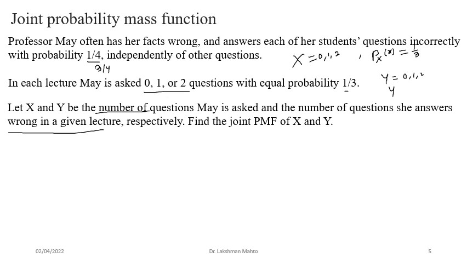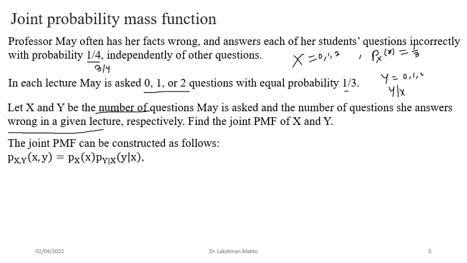Right answer with probability 3 by 4. X given y. Okay, so simply we are willing to calculate the joint probability mass function of x and y. So how do we compute the joint probability mass function?